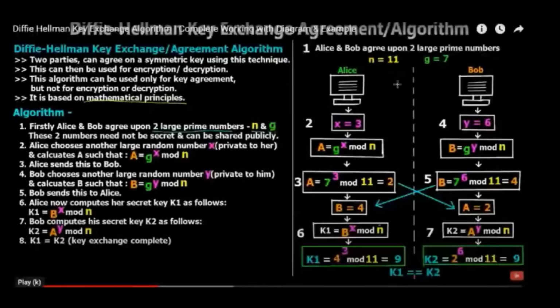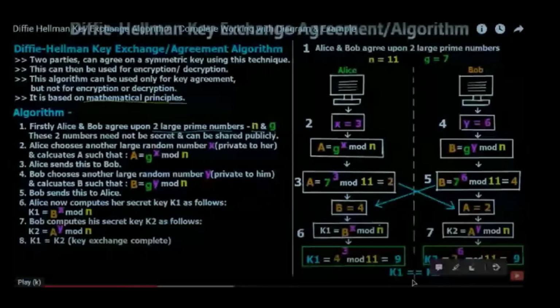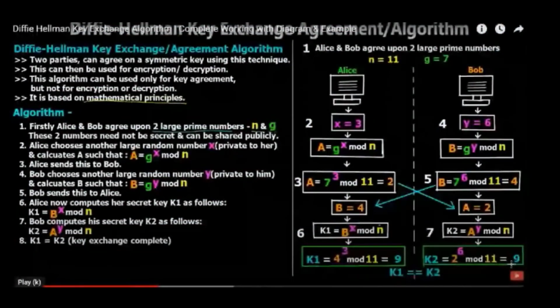Now you can see at the end, they are using a key, K1, K2. K1 is also 9. K2 is also going to be 9. This 9 should be available to both parties, the sender and the receiver, but they are not going to share this 9. They are not going to exchange this 9.